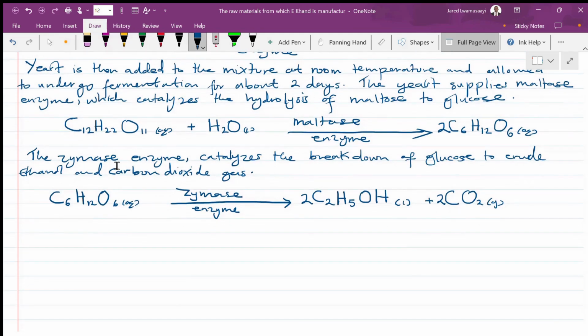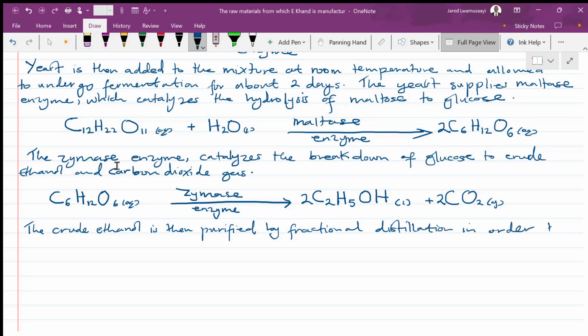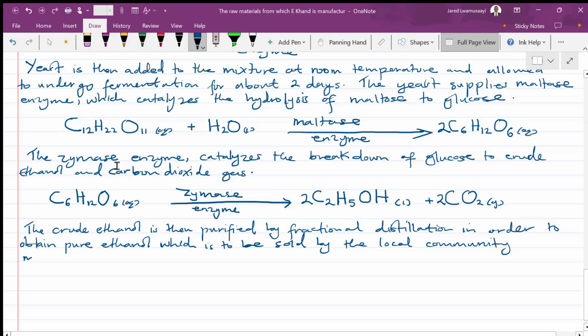So we can continue on the right that the crude ethanol is then purified by fractional distillation in order to obtain pure ethanol, which is to be sold by the local community members to the company.